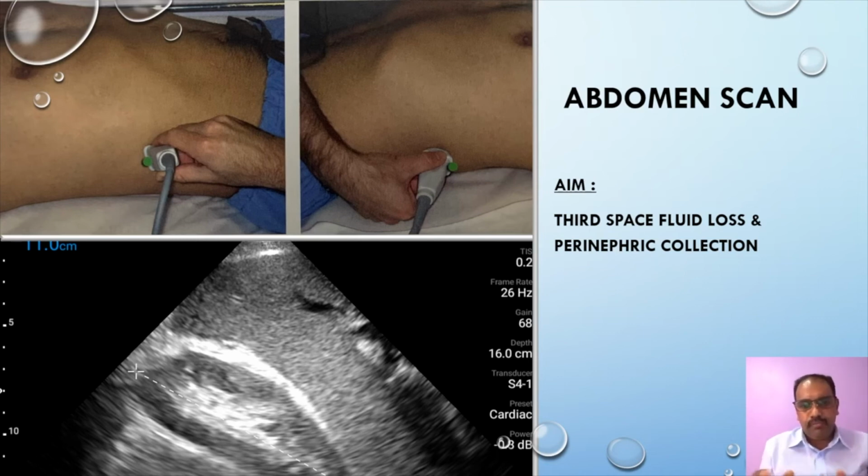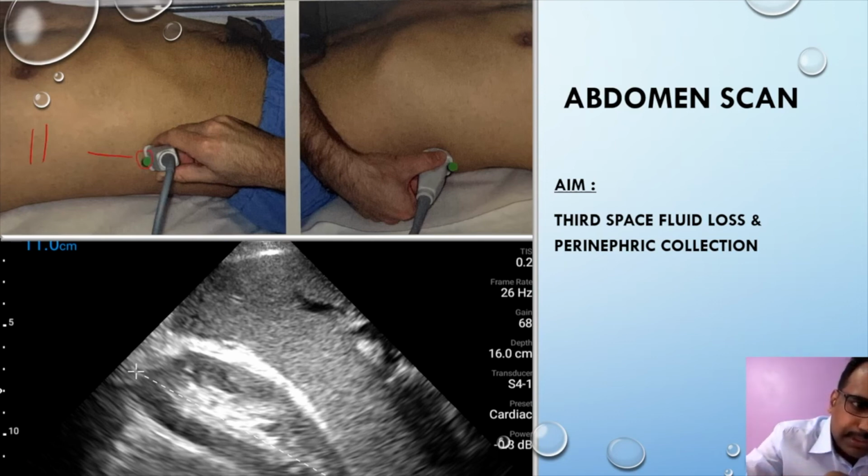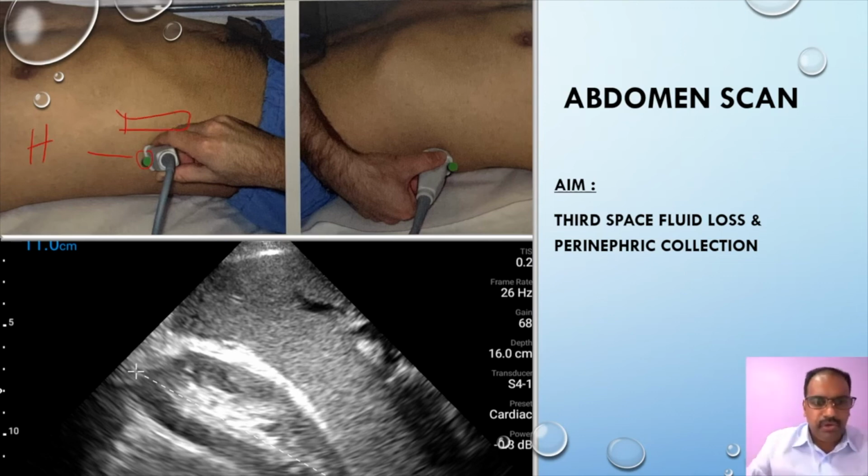So this will be the probe position for the right and the left kidney, where you're going to put it exactly below around the 11th or 12th rib space, and your marker will be pointing to the head, and the probe will be horizontal. So if you put it at this probe position, you will get a kidney view and a liver. So the way you're going to differentiate is the liver will be more homogeneous compared to the kidney.